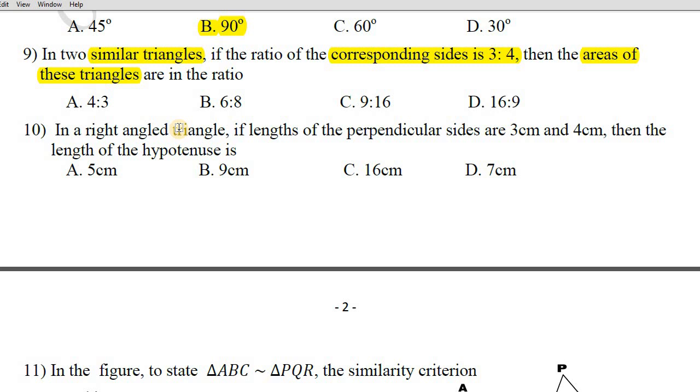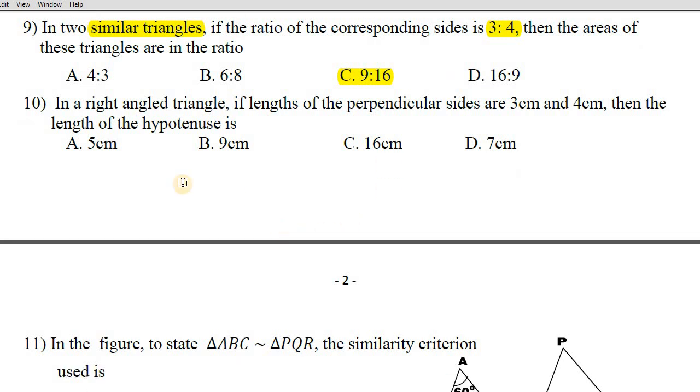I already said in earlier videos, and now also I am repeating, when corresponding sides are given and asking to find the ratio of their areas, in that case you have to find the square of the given ratios. So your given ratio is 3:4, children. So find the square of 3, that is 9, and square of 4 is 16. Hence option C is correct. So in case areas are given and asking to find corresponding sides, in that case you want to find the root of the given values.